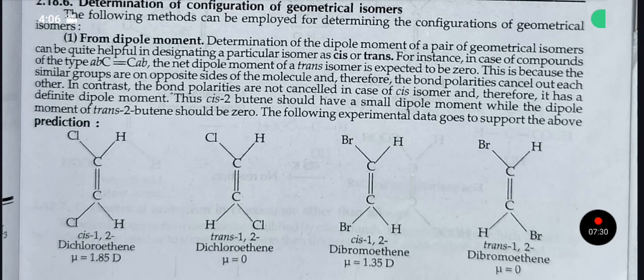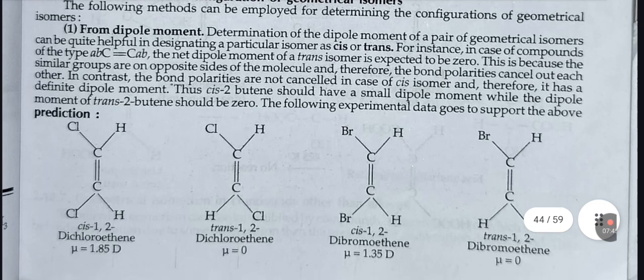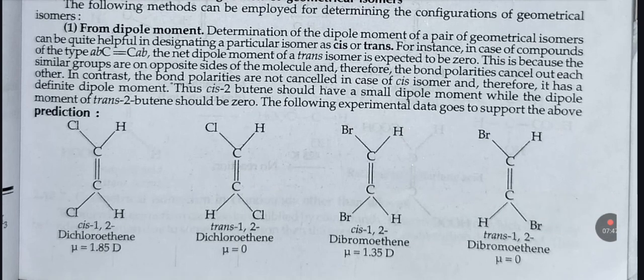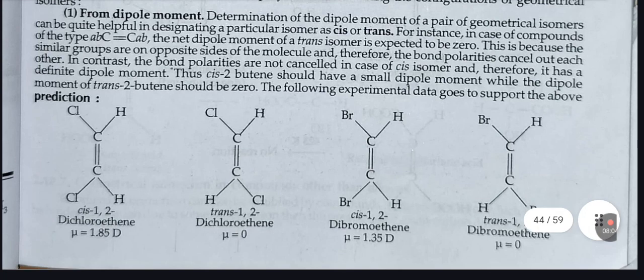Determination of configuration of geometrical isomers. The following methods can be employed for determining the configuration of geometrical isomers. First, from the dipole moment. Determination of the dipole moment of a pair of geometrical isomers can be quite helpful in designating a particular isomer as cis or trans. For instance, in the case of compounds of the type ABC=CAB, the net dipole moment of the trans isomer is expected to be zero.